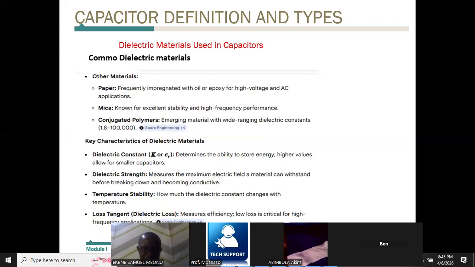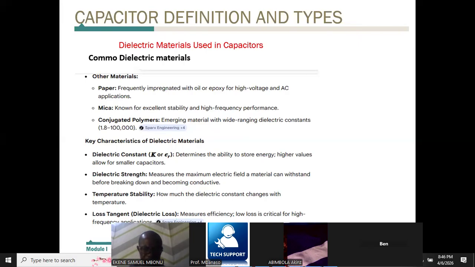Okay? Dielectric strength measures the maximum electric field a material can withstand before breaking down and becoming conductive. As you may be aware, if a capacitor is rated 25 volts, you don't supply 25 volts. You don't connect it across 25 volts. It's likely to break down. If you know that the voltage point is 25 volts, then go for a 35 volt capacitor. That is a rule of thumb.